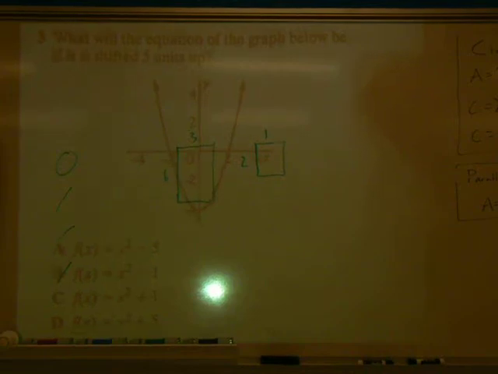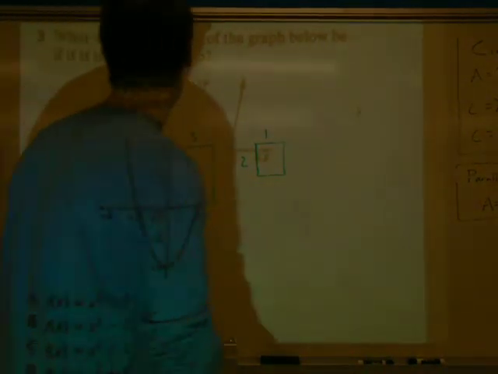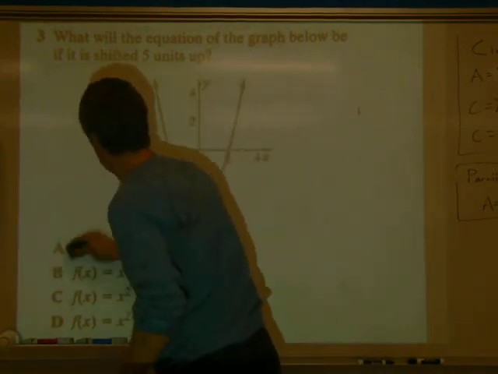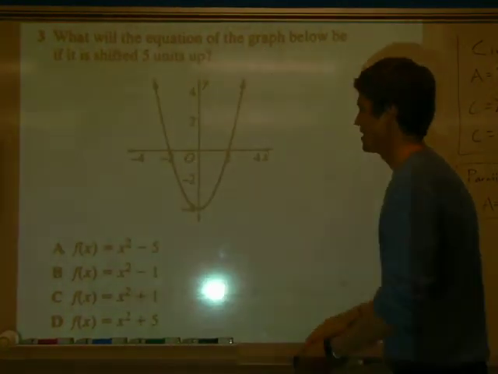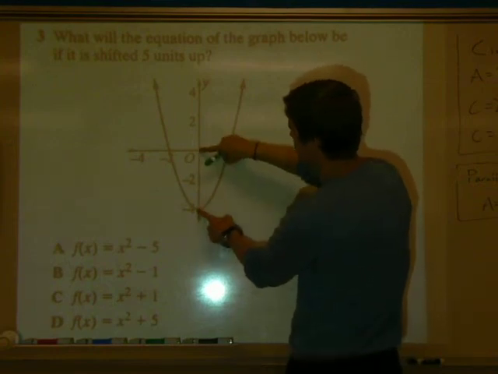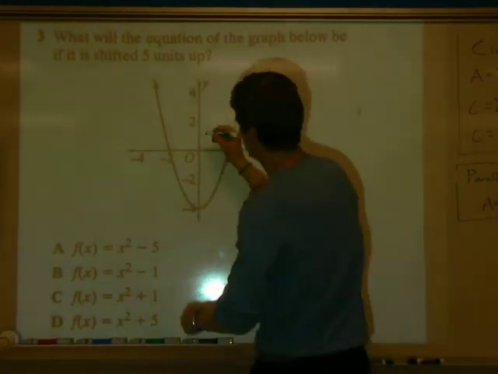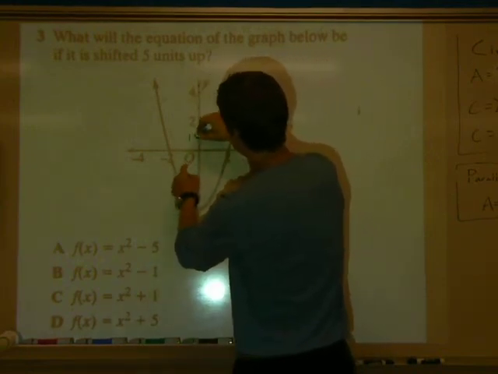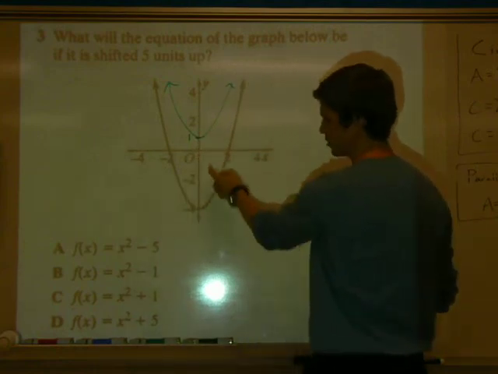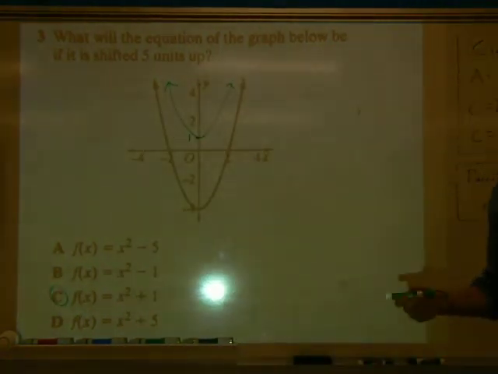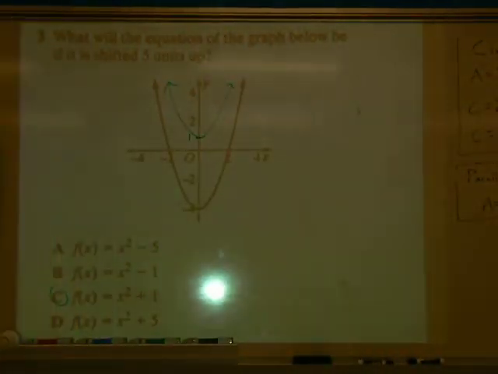What will the equation of the graph below be if it is shifted 5 units up? Okay. So this, we've done a lot of these problems already. Shifted 5 units up, goes from a -4. This is 4 units up, 1 more, so it would be at 1, right? That would be 5 units up. If you graph that, now that's y equals x squared plus 1, your answer is going to be C. Okay, we've done a lot of those, that's why I went through it quick. I think you kind of get the point.